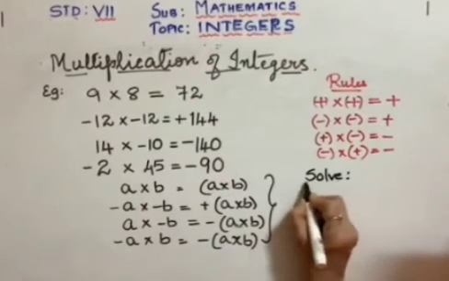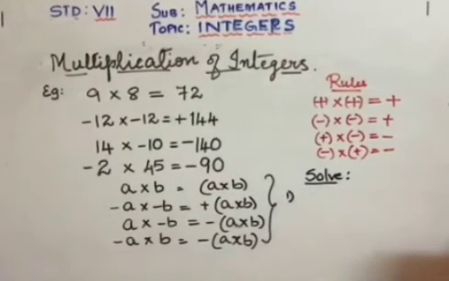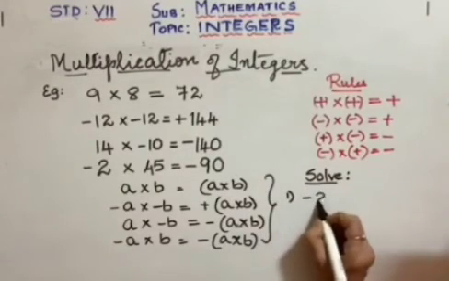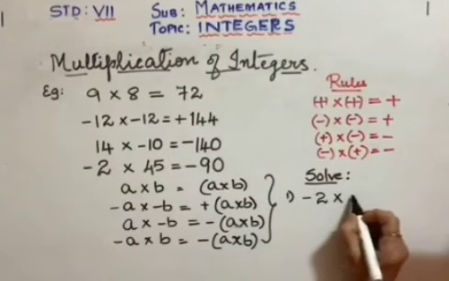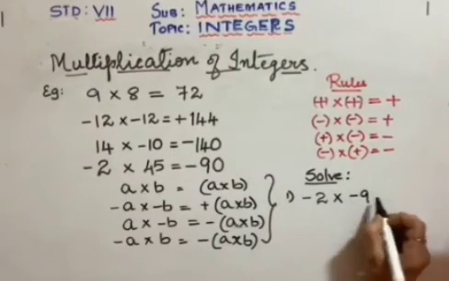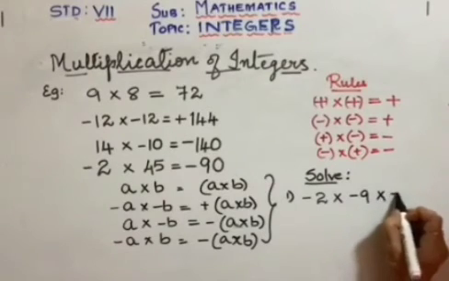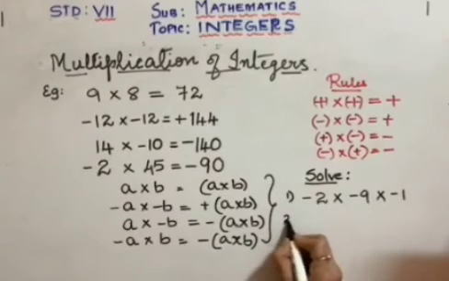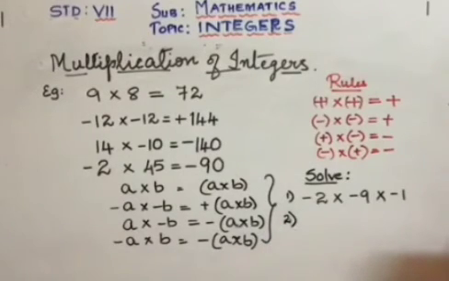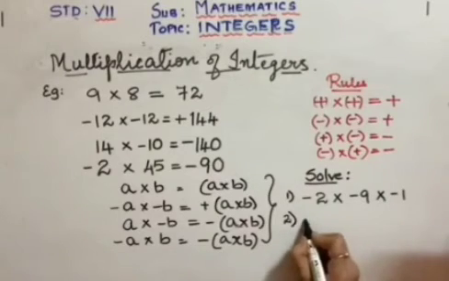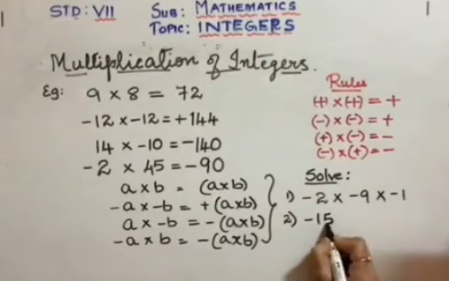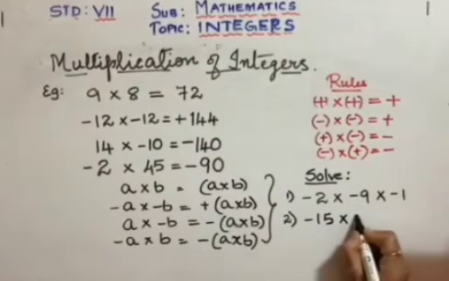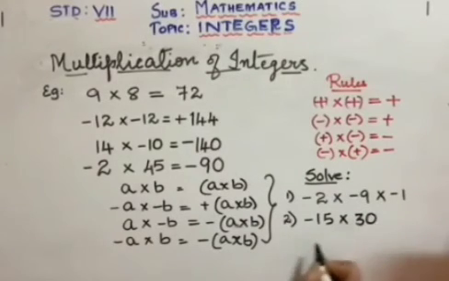Now, I'm going to give you some examples. Can you solve right now? Will you try? Please try. Minus 2 into minus 9 into minus 1. Keep trying, I'll give you more examples. Minus 15 into 30. Try. Next.